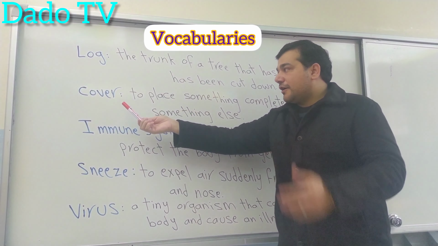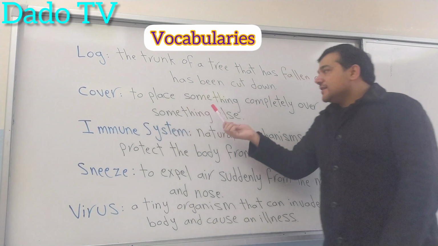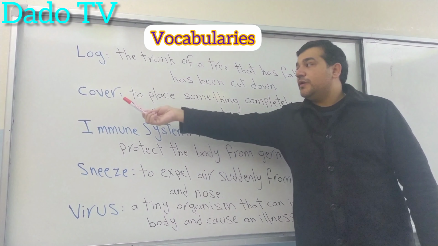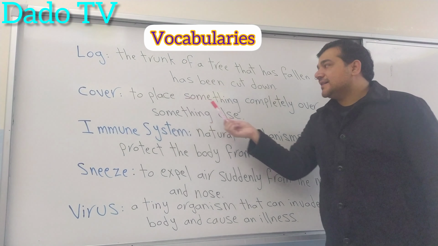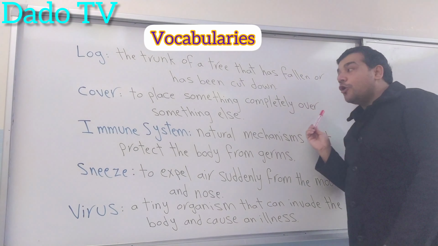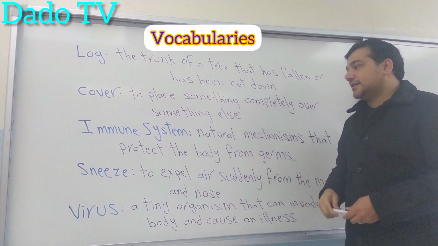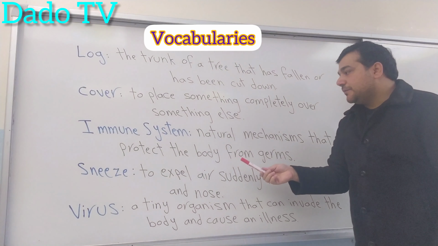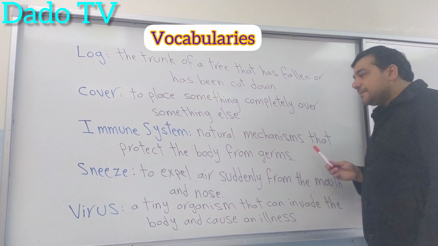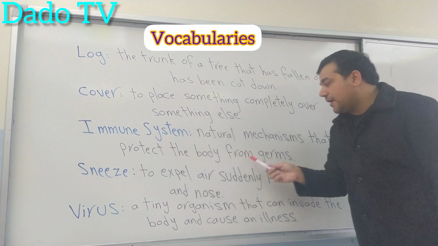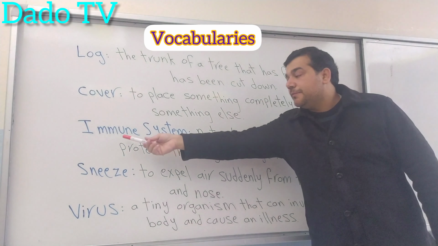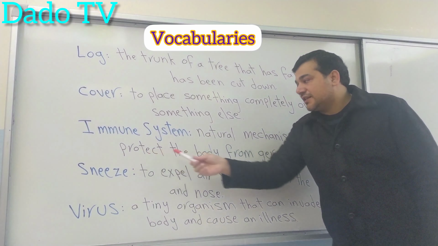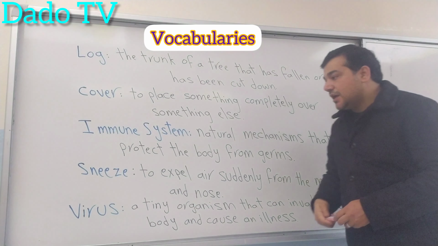Cover. We mean by cover usually to place something completely over something else. What do you mean by cover? When we place something completely over something else. Immune system. Immune system usually means natural mechanisms that protect the body from germs. We mean by immune system natural mechanisms that protect the body from germs.